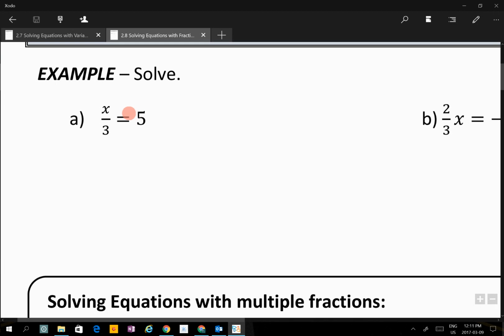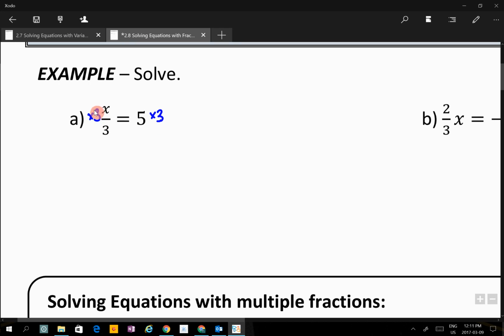Here I have x over 3 equals 5. And remember the entire procedure to solving equations is to use reverse operations, or reverse BEDMAS. So when you see x over 3 equals 5, the goal is to isolate x, and to do so we have to get rid of this division by 3. In order to do that, we apply the reverse operation. So we're going to multiply by 3: we multiply the left side by 3, and we multiply the right side by 3.